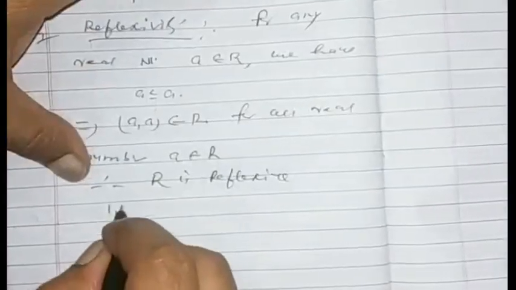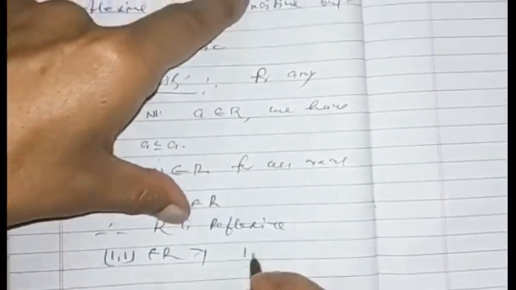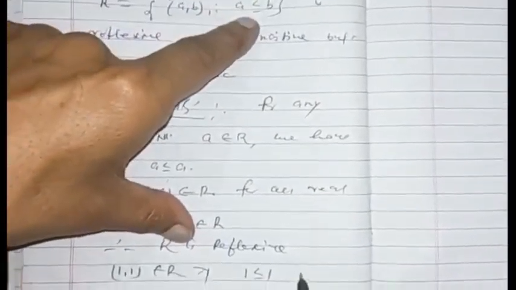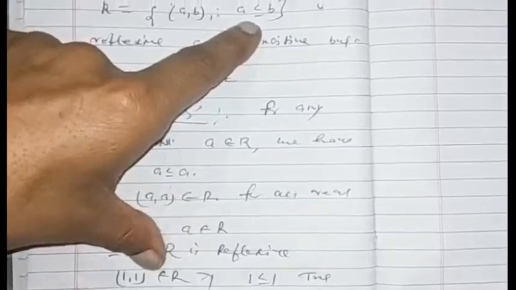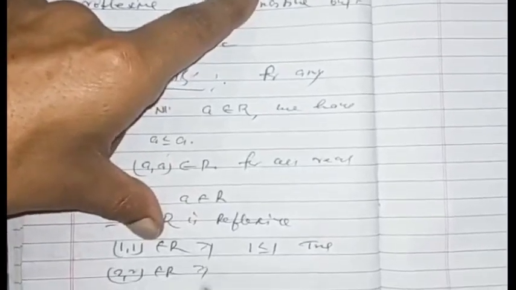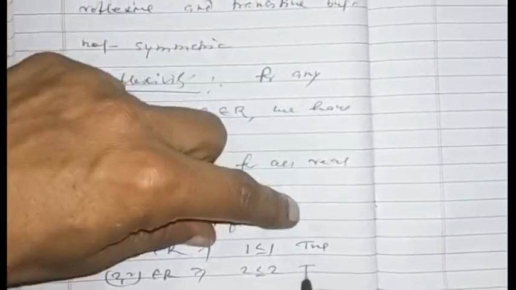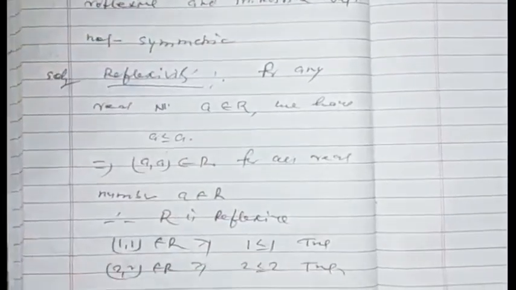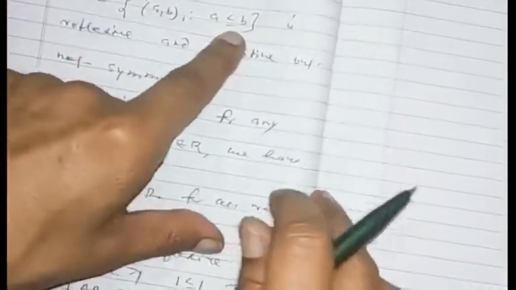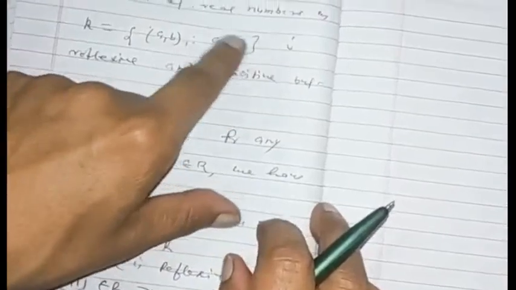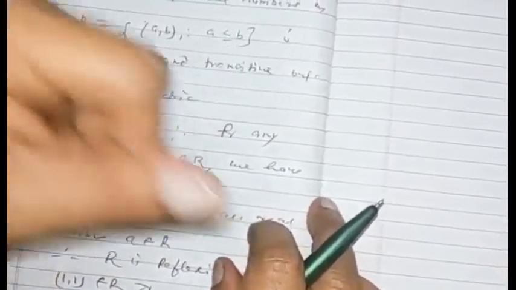Suppose 1 belongs to R. Applying the condition, 1 less than or equal to 1 is true. Suppose 2 belongs to R. This means 2 is less than or equal to 2, which is also true, and therefore this is the condition for reflexivity on this relation, a less than or equal to b. Any number is less than or equal to itself.